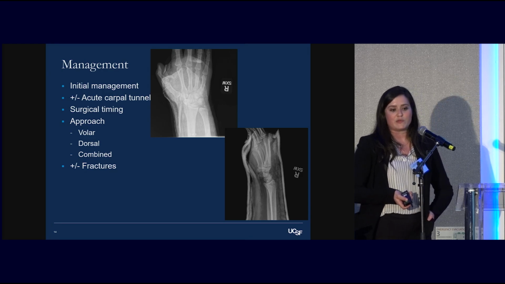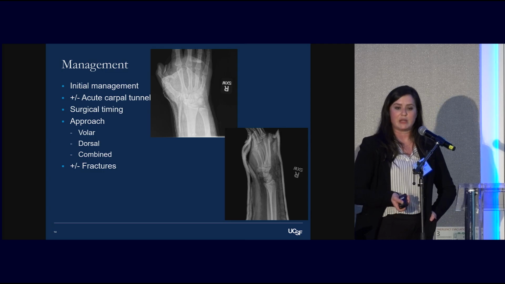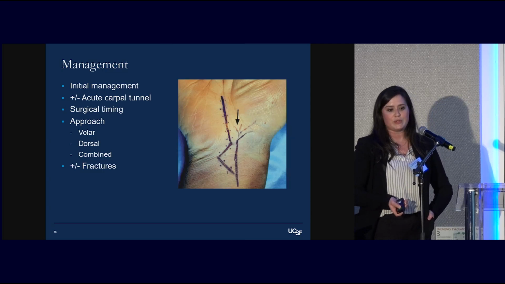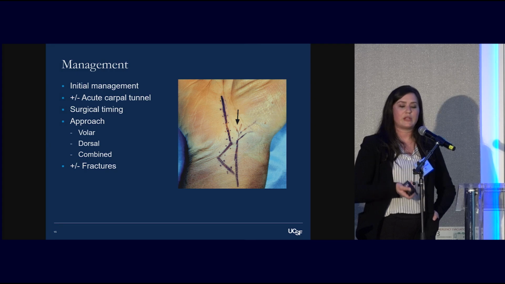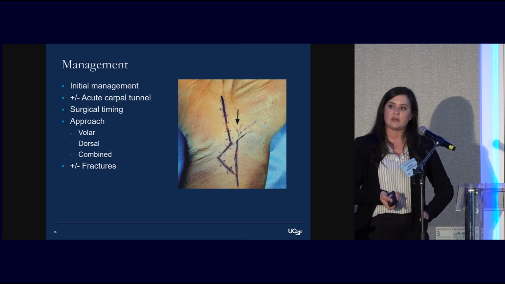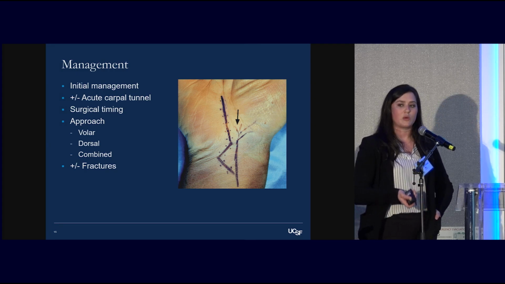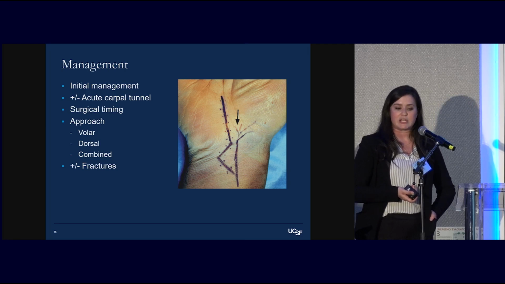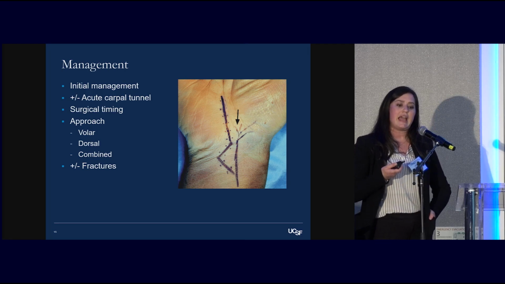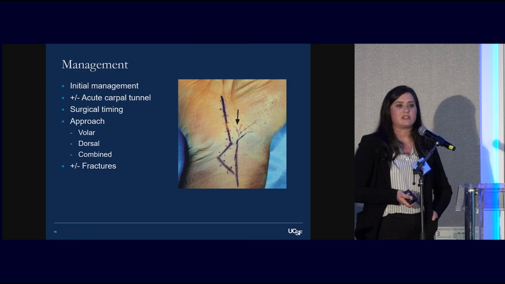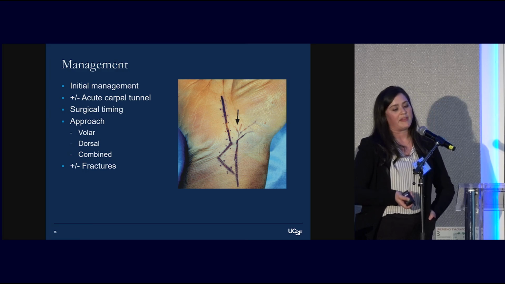In terms of approach for these perilunate injuries, we look at volar, dorsal, or combined approaches. Volar approach can be done through an extended carpal tunnel. Oftentimes you're going to be doing a carpal tunnel release on these patients already. So doing an extended carpal tunnel release in addition, and basically looking at the volar ligamentous structures, you can do a primary repair at that time.